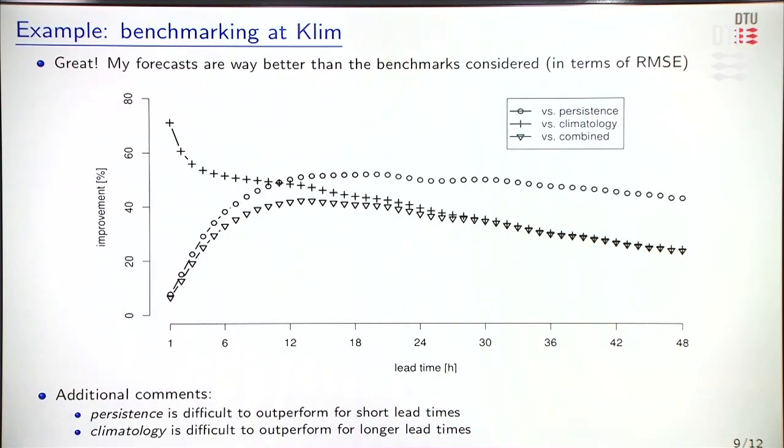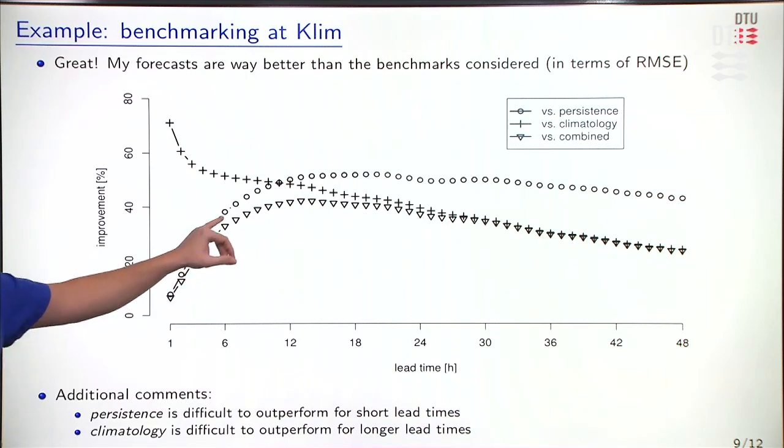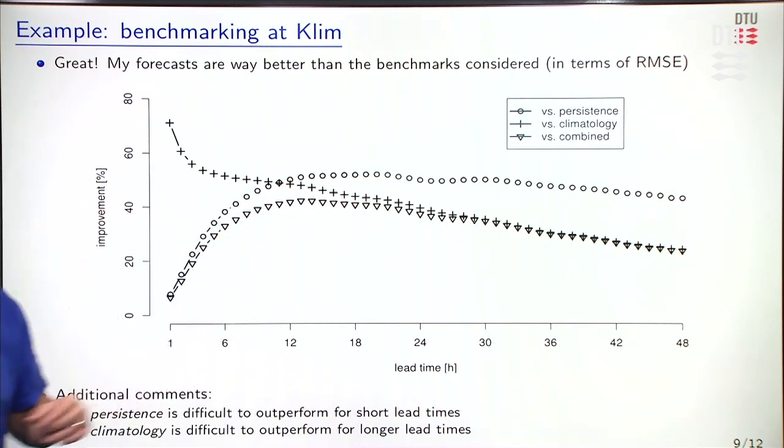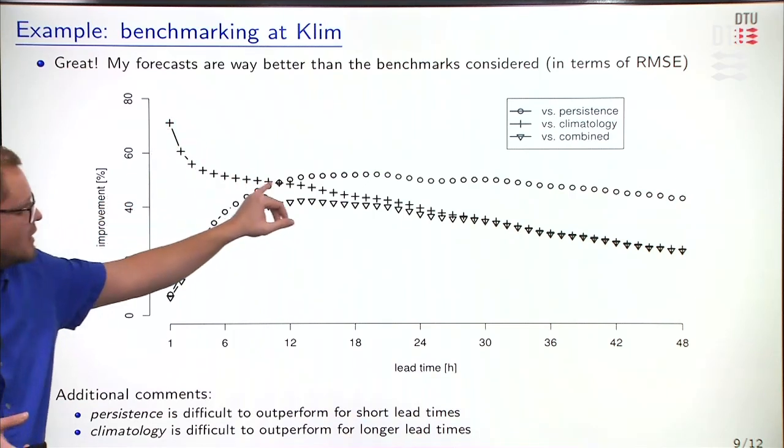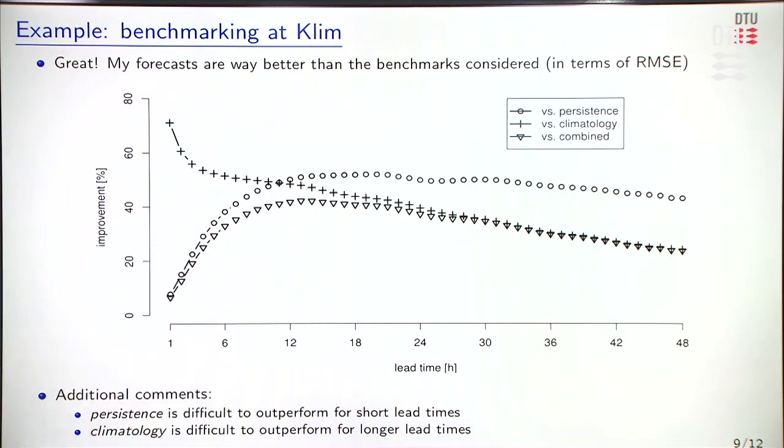Let's look at it here. We can compare the forecast we had from before to the case of the persistence and climatology as reference. We have these curves here where with the circles, this is the skill score versus persistence in terms of RMSE, and with these crosses, this is the skill score in terms of RMSE versus climatology. What we can see here is that we tend to reach a very high improvement versus this benchmark, in the order of 50 to 60%, but not for the same range of lead times.